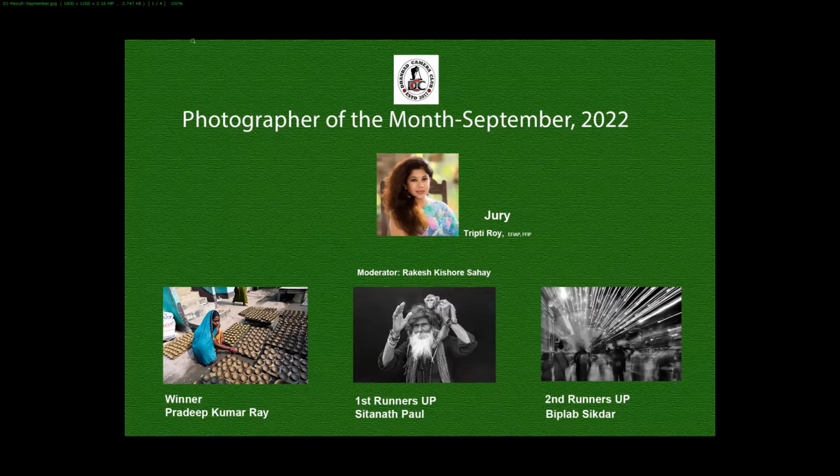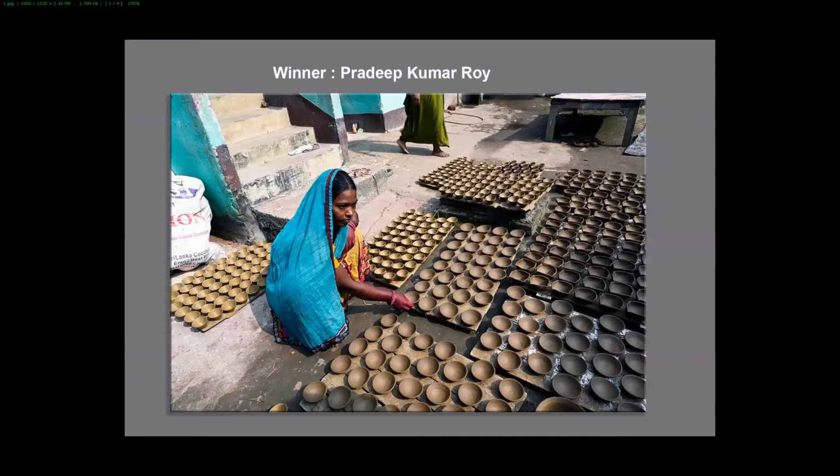Good evening to everyone. I take this opportunity to thank Mukesh ji for considering me as one of the jury for this month's contest. There were about 27 pictures, and I was asked to select the best top 10 and then shortlist to the final images, the best winner images. The first winner is Mr. Pradeep Kumar Ray. Congratulations to him. The first runner-up goes to Mr. Sitanath Paul, and the second runner-up goes to Biplab Siddharth. These are the images. This is PK Rai's image.